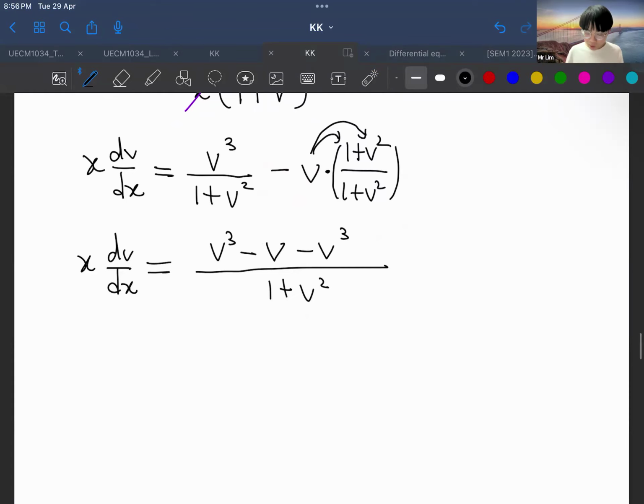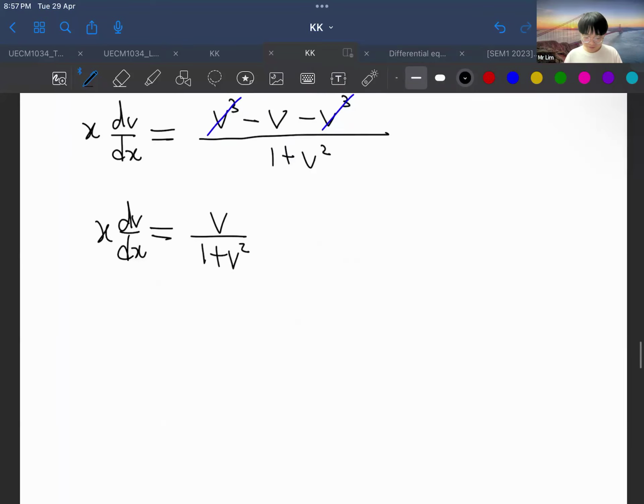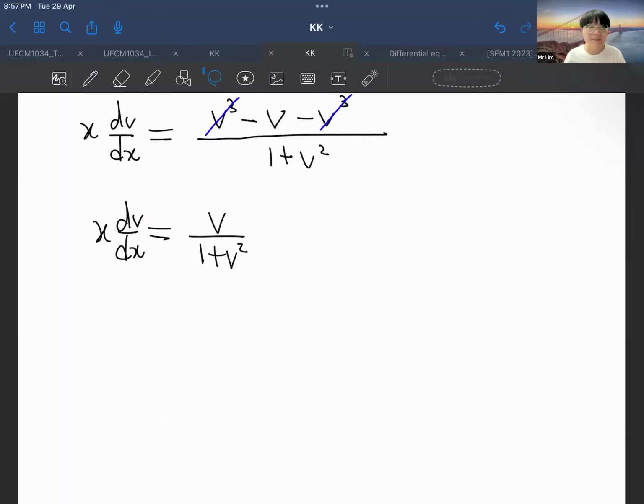All right. No problem. So you simplify that, you can cut the v cube and v cube again. So you are left with v over 1 plus v squared. And here is x dv dx. Looks nice. So what kind of method to solve this? Now, all of you know how to solve this already, right? Separable lah. Separable lah. Okay, we just try to work out this full example. For the rest of the test 2 is your own homework lah.